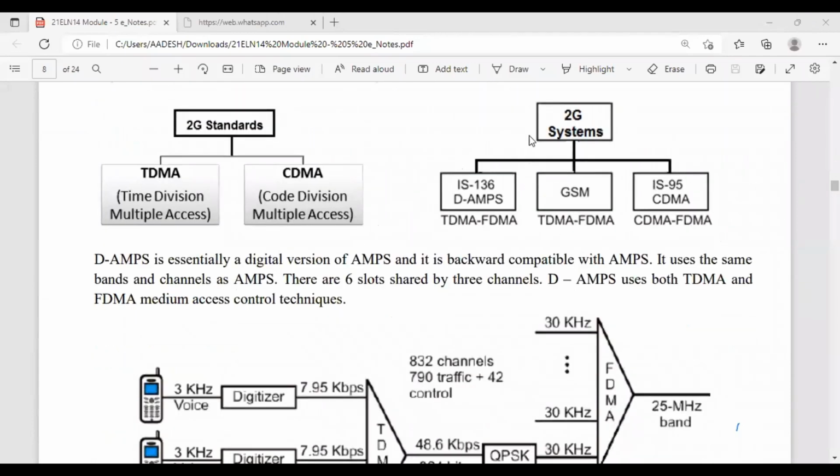So the 2G system, D-AMPS or IS-136, is given here. It is essentially a digital version of AMPS, meaning it is digital communication. Okay. So it uses the same bands and channels as AMPS.